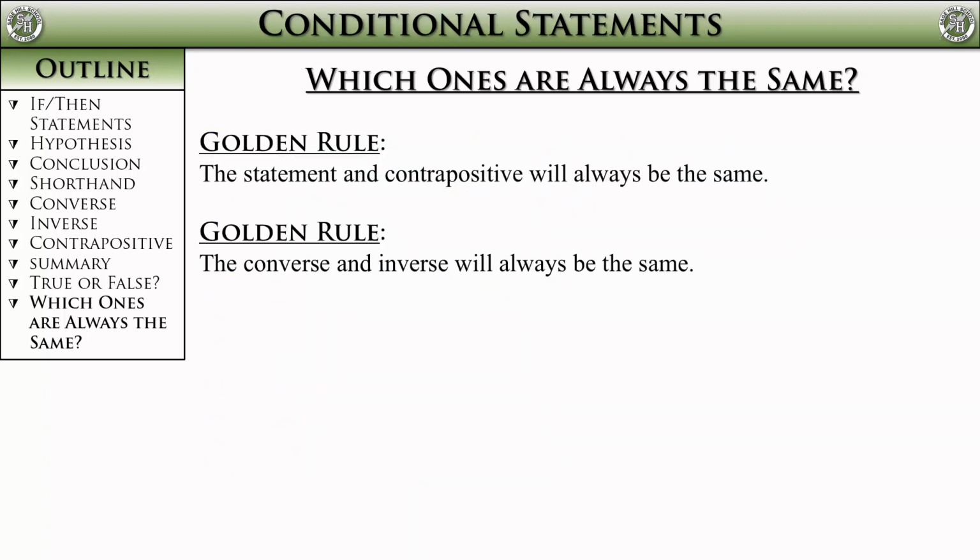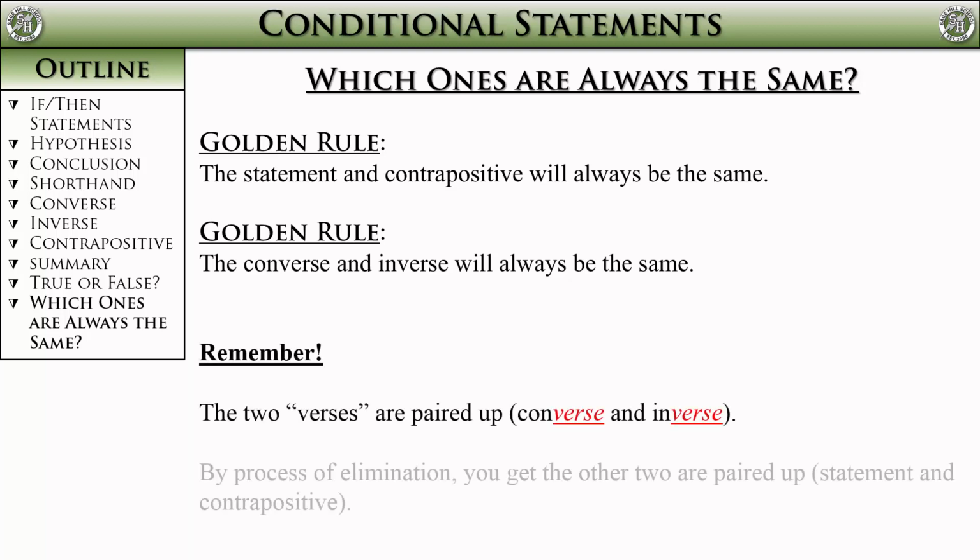These come in pairs. The only trick is remembering which one is which. Students can often remember they are paired up. They just can't remember how they pair up, which is kind of a big deal. Generally speaking, students find it helpful to remember that the two verses are a pair, the converse and inverse. And if the two verses are a pair, then by the process of elimination, you should know that the other two are a pair also. Hopefully that helps you keep them straight.